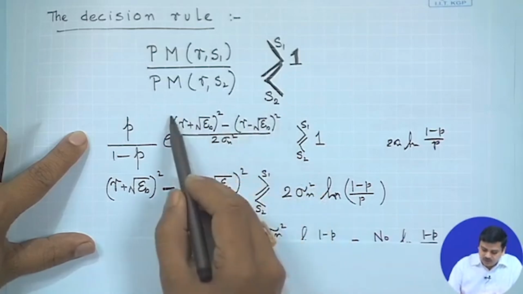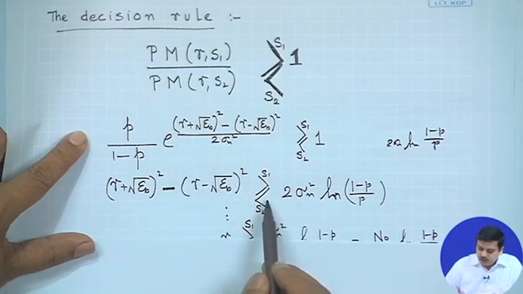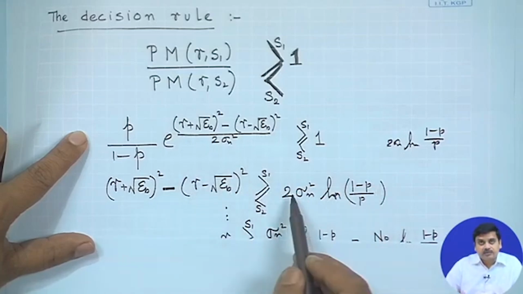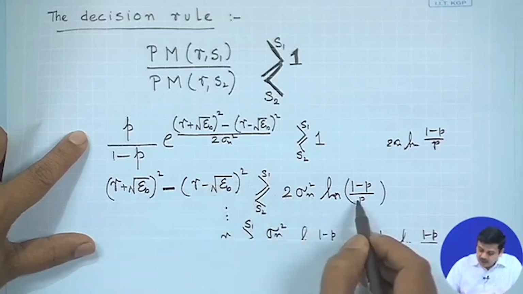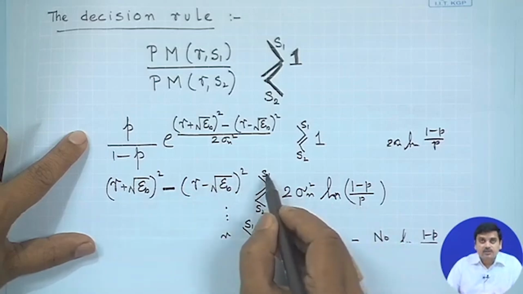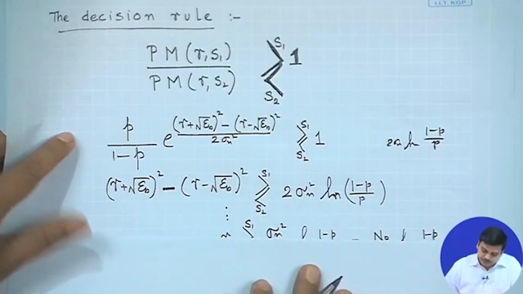So, you are left with only this distance on the left hand side, and on the right hand side you have this. So, again reminding that if this is greater than this, our decision is S1, if this is less than this, our decision is S2.